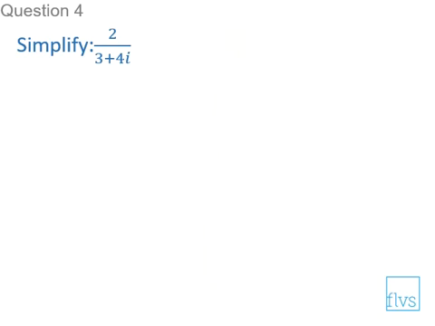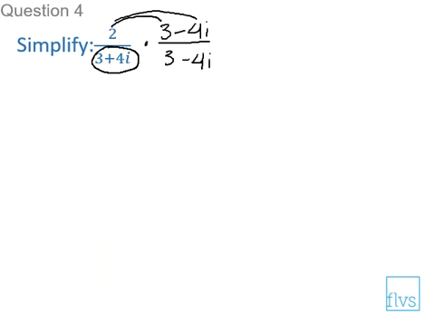Now remember in the last lesson we talked about the term conjugate. We can't divide by a complex number because it's irrational, and we can't divide by irrational numbers. So we need to multiply by the conjugate. The conjugate of 3 plus 4i was 3 minus 4i. So for the top, we're just going to distribute that 2 to both of those. So 6 minus 8i.